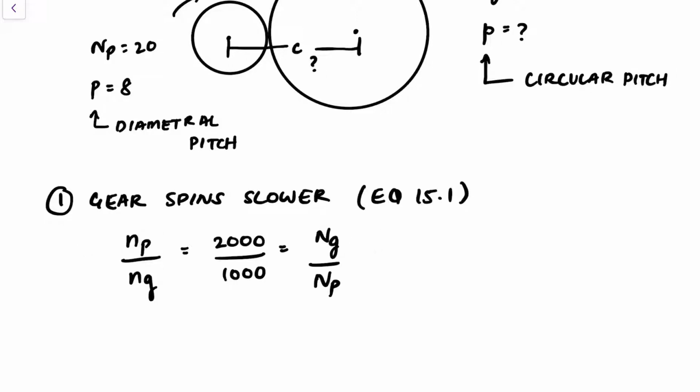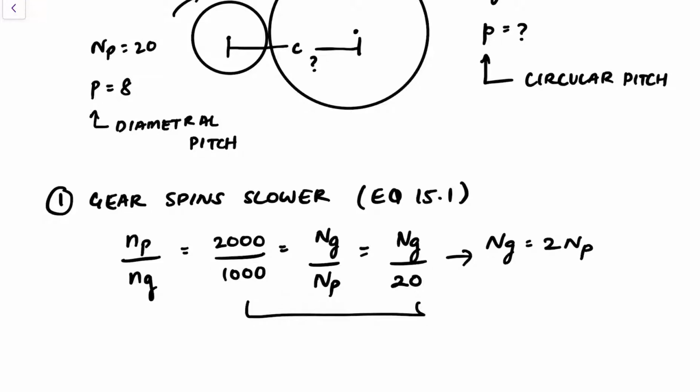All right. So we know that the number of teeth on the pinion is 20. We need to calculate the number of teeth on the gear. By this relation, ng is twice np, which is 2 times 20. So the number of teeth in the gear is 40 teeth.